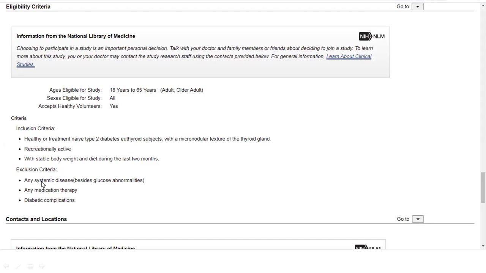What did they want to exclude? Any systemic disease, any medication therapy, and diabetes complications. So they wanted to only include the effect of thyroid. So that is why they excluded every other thing. They only wanted to look into this structure of thyroid with the glucose and lipid metabolism.